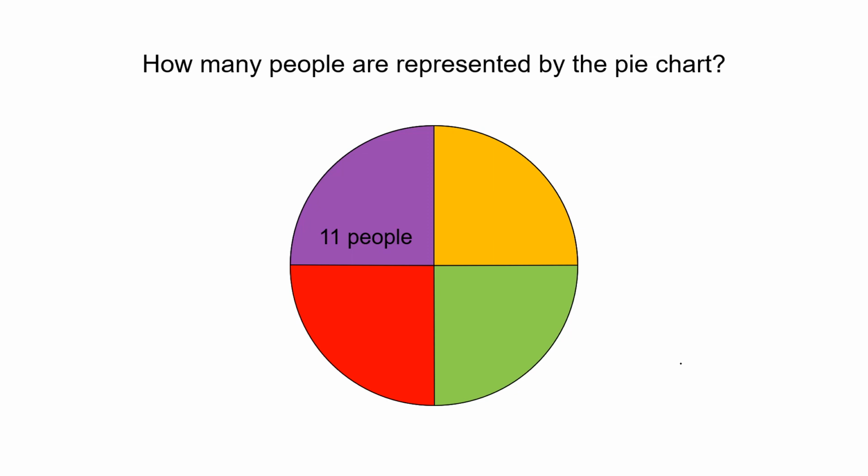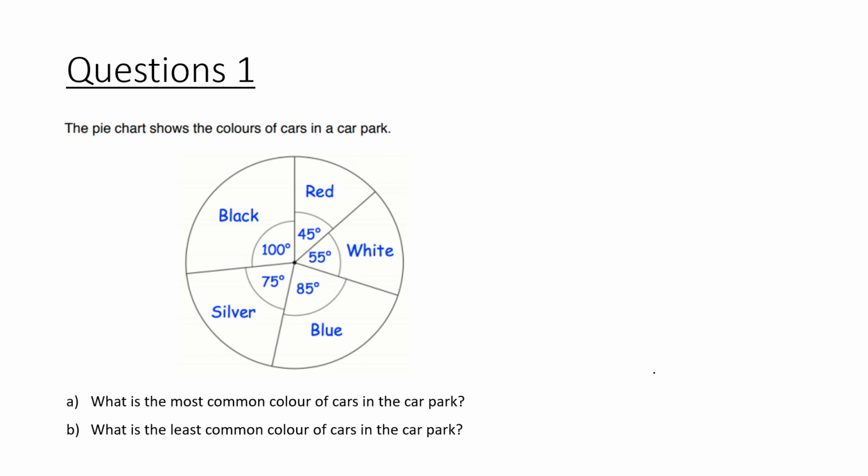Let's have a look at this one. How many people are represented by the pie chart? If we have a look, our pie chart is split into 4 equal parts. So they're all equal to 90 degrees, or as a fraction, they're equal to a quarter. It means it's split into 4 equal sections. So we know that 1 section is equal to 11. And we have 4 of them, so we have to do 11 multiplied by 4, which gives us an answer of 44. Okay, what I'd like to do is pause this video and have a go at this question.